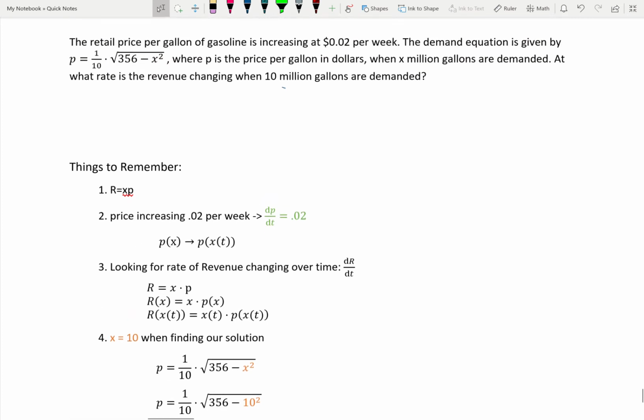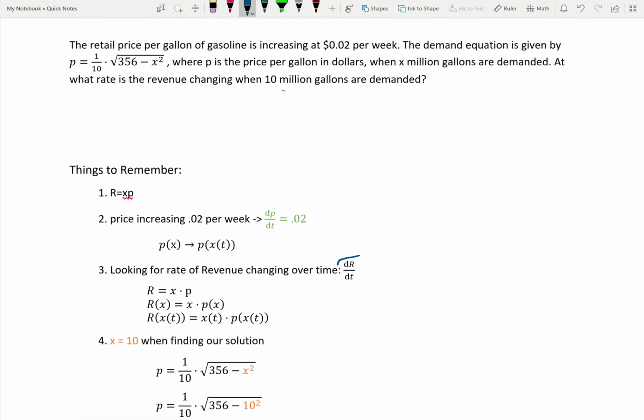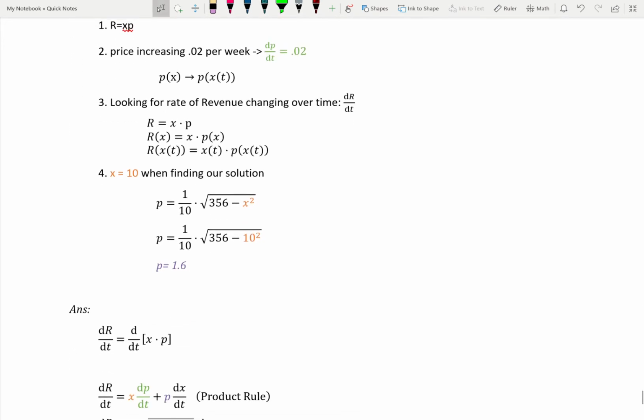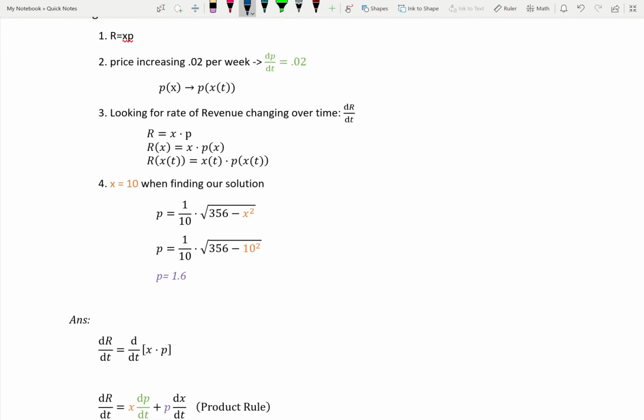Okay, so remember what the question is asking. They want us to find dR/dt, and we have an equation for R. So what we're going to do is take the derivative of this sentence right here with respect to t, with respect to time. So here we go. We have our revenue formula right here. This is R equals x times P, and now I took d/dt on both sides. Because I have x times P, I have to use the product rule.